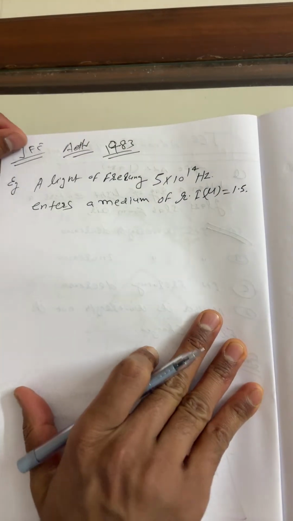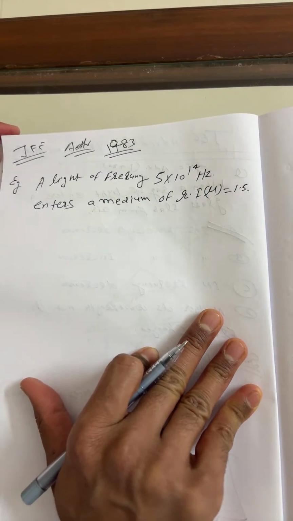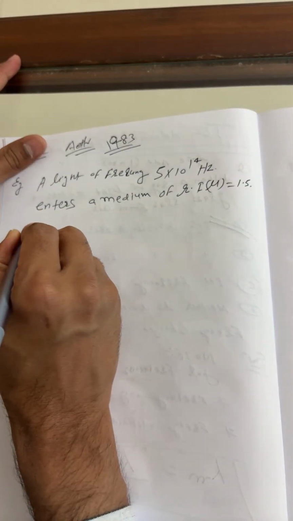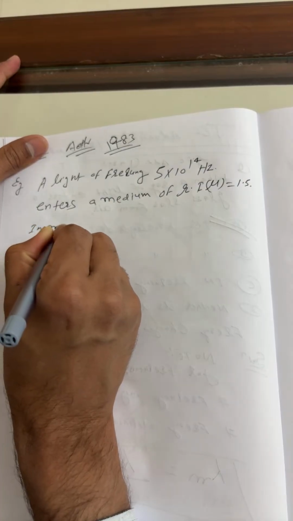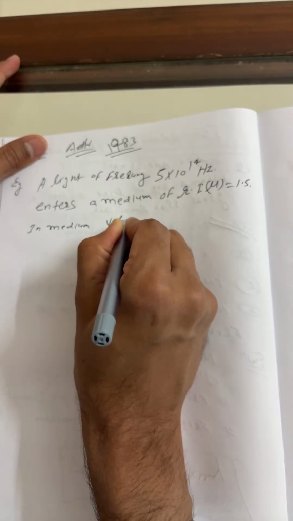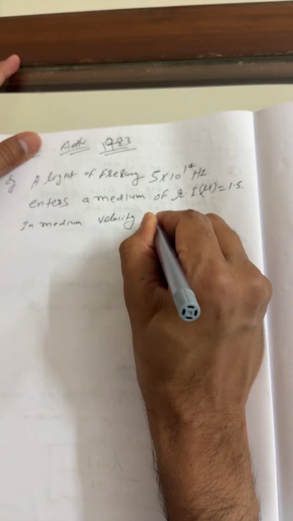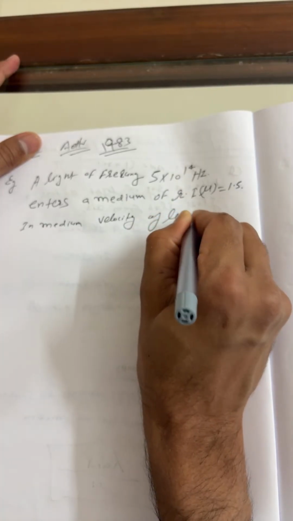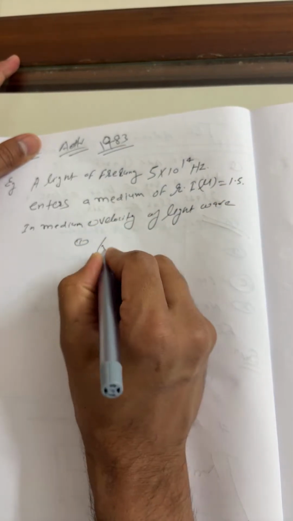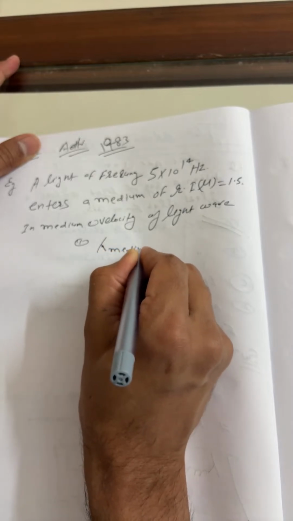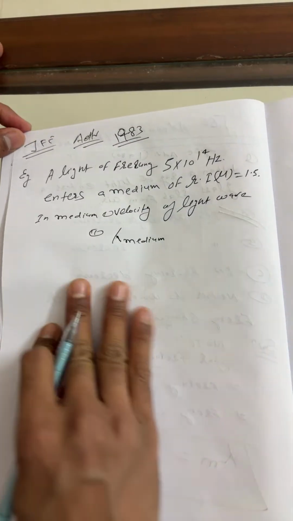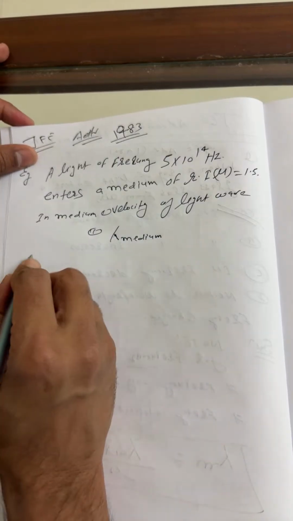It's a fill in the blanks question, right? In the medium, the velocity of the light wave and its wavelength. In the medium, the velocity of light wave first, and second, the wavelength in the medium. This is what we have to find. Everyone who is watching me, I'm very happy to see you. What's the solution?